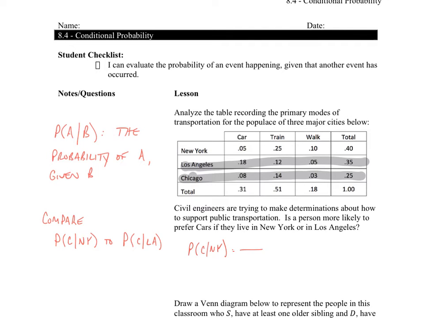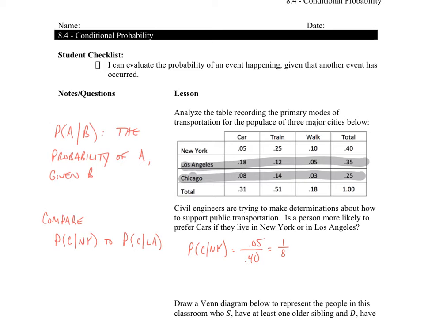that's our number of possible outcomes. In this case, 0.40, because 0.40 of the population lives in New York, right? That's our total. That's how many people are in New York in this survey. And of the people in New York who are in this survey, how many of them also prefer to take the car? And that turns out to be 0.05. Which we can reduce this fraction and get 1/8. All right, so that's a number that might help us.